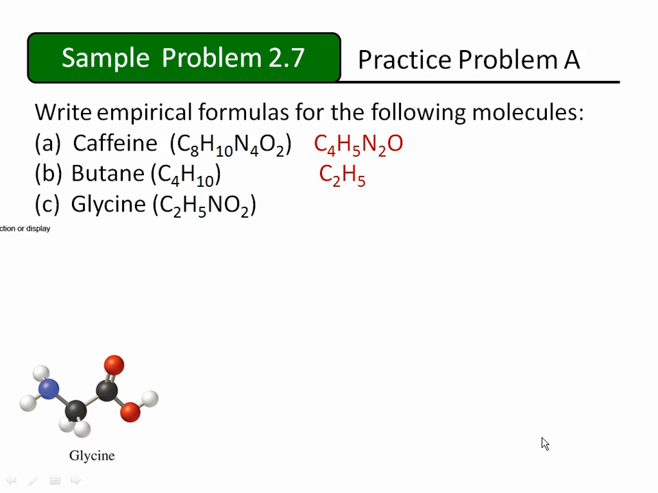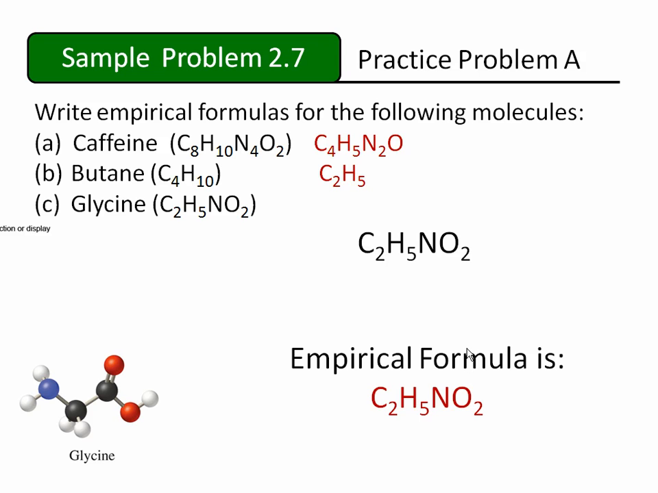Letter C is the compound glycine, an amino acid. In this compound, we see that we have subscripts of 2, 5, 1, and 2. The fact that the nitrogen's subscript is already as low as we can make it, it's already 1, means that we won't be able to do any division here. And our empirical formula for glycine is the same as the molecular formula, or C2H5NO2.